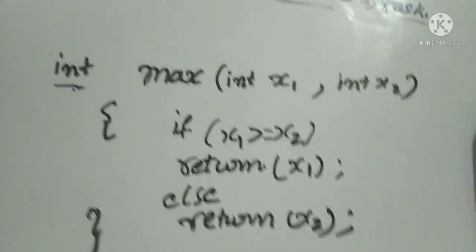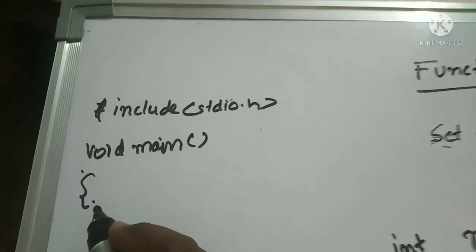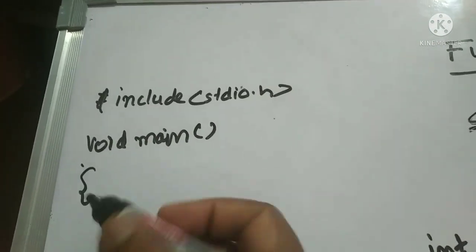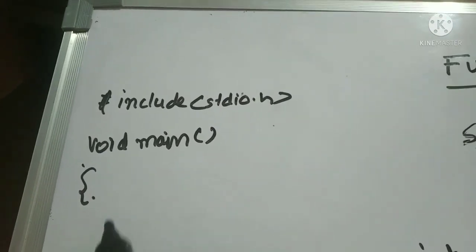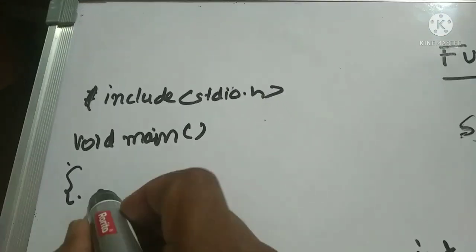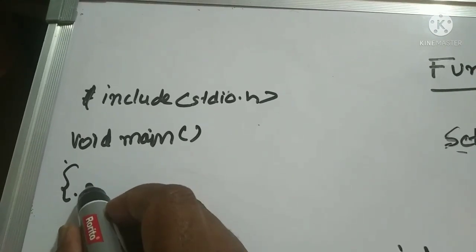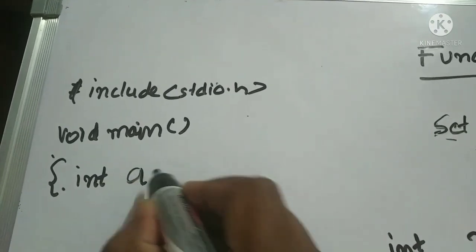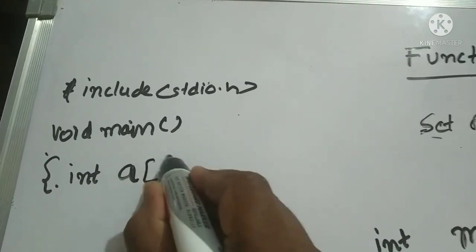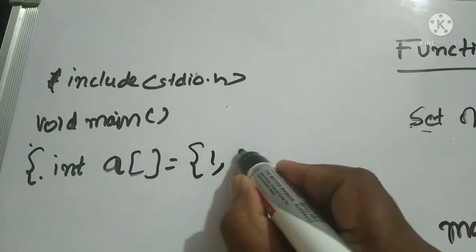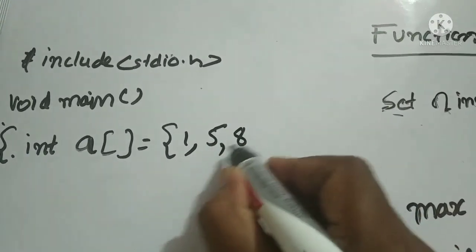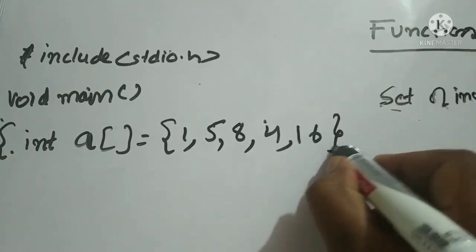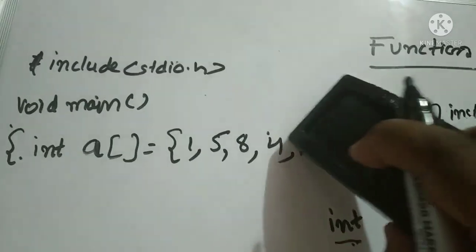So we will go to the main program. In our main program, we write #include <stdio.h>, then void main should be there in our program, right? The main function should be void because it is not returning any value. So let us define an array of numbers. I'll take an array called A, an array of numbers like 1, 5, 8, 6, 4, 16. We want to know the largest among these numbers.